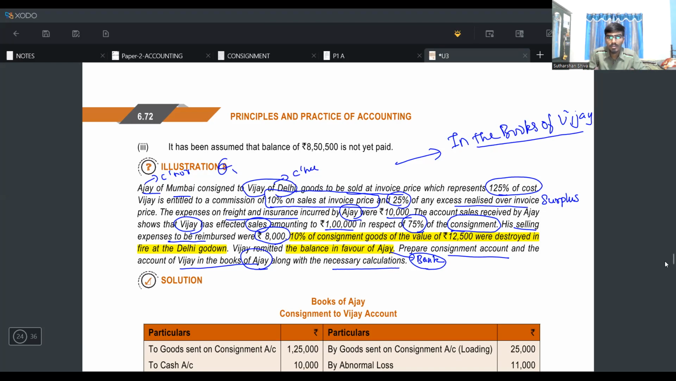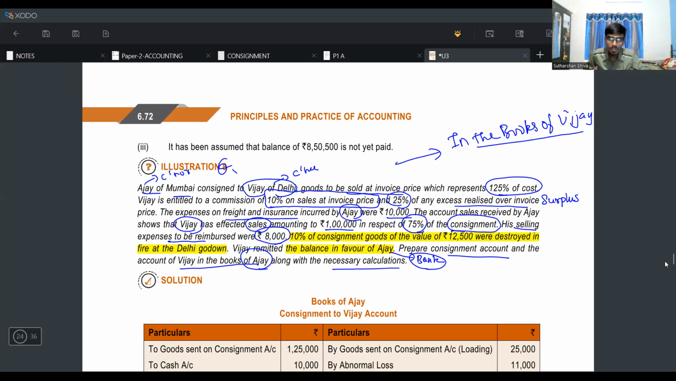My working note number 1 is calculation of GSC and loading. How do I calculate? 10% is marked, so 10% of goods consigned is the abnormal loss. If 10% is 12,500, then what is 100%? Very simple.